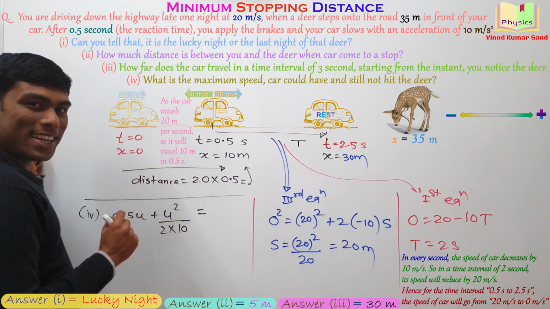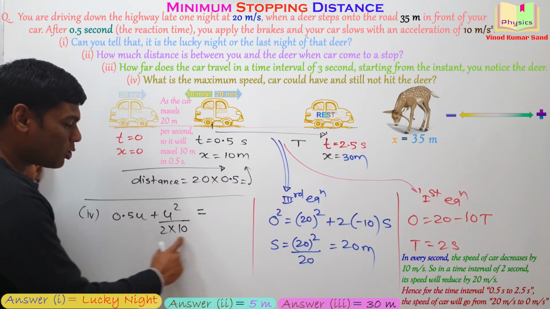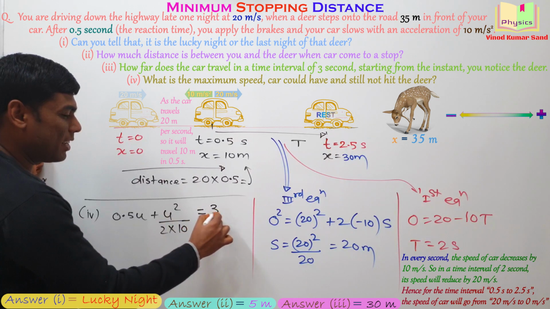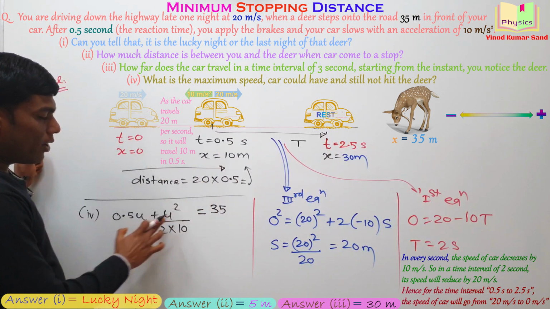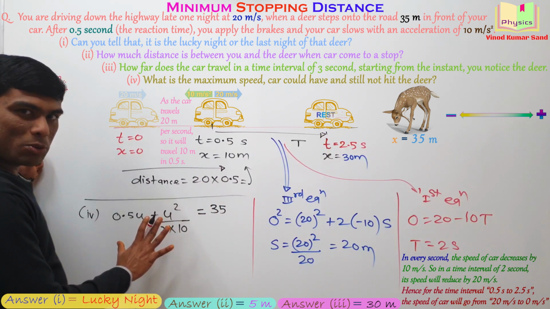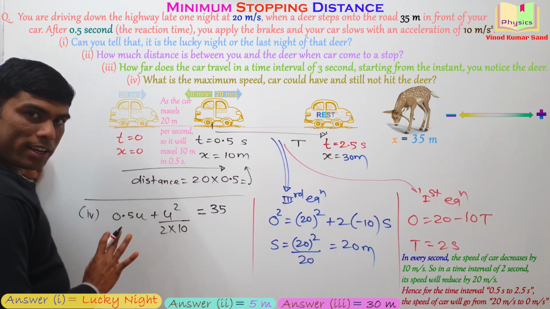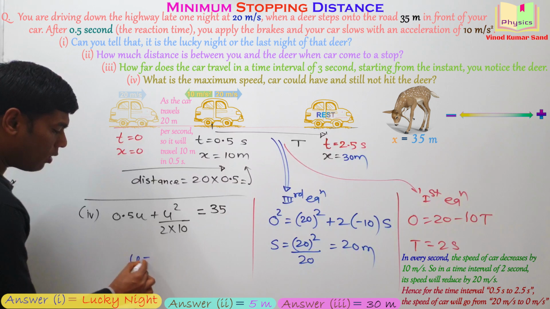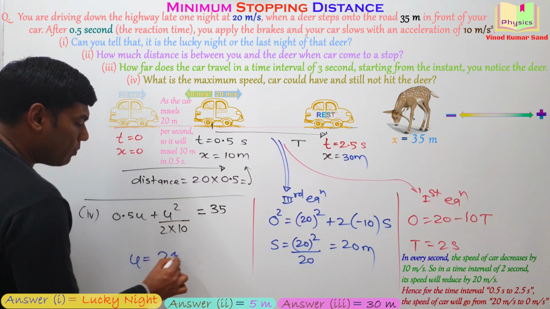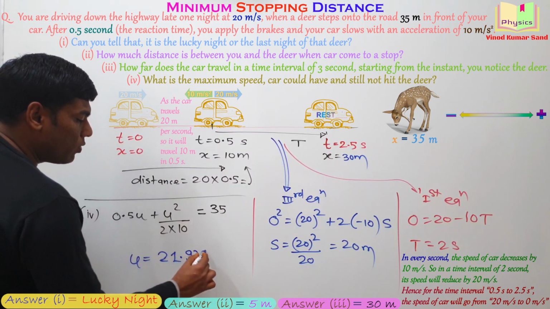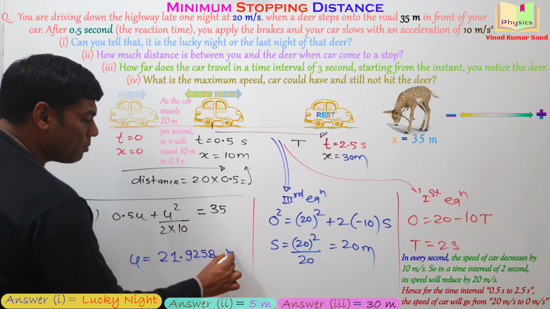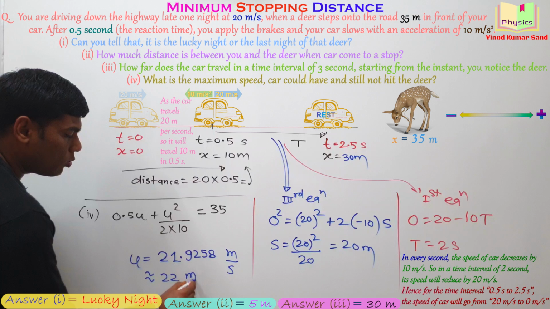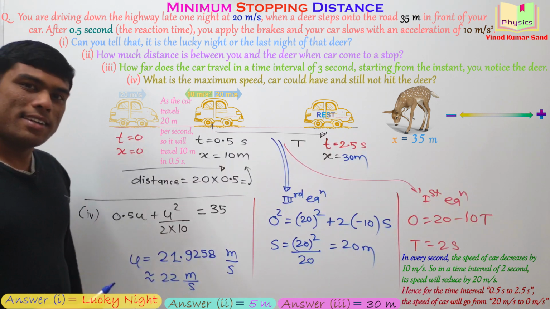For the lucky night, this minimum stopping distance should be how much? 35 meter. Put here 35. Now the only unknown here is u. It's a quadratic equation and you can simplify it. The moment you simplify it, you'll get u is equal to 21.9258 meter per second, or you can write it approximately 22 meter per second.